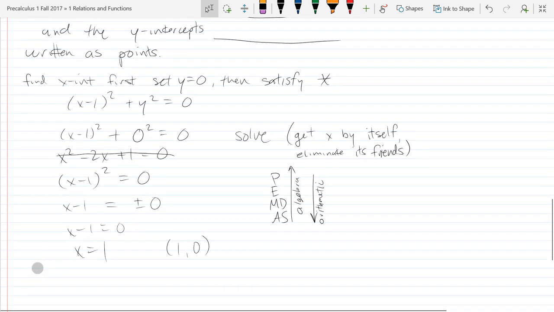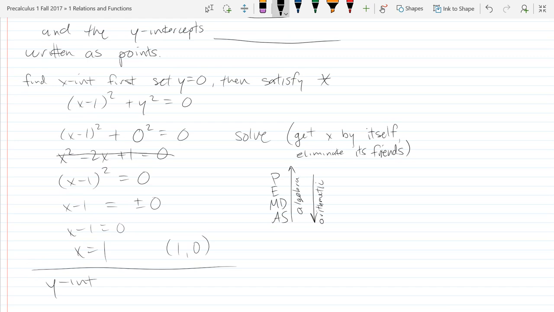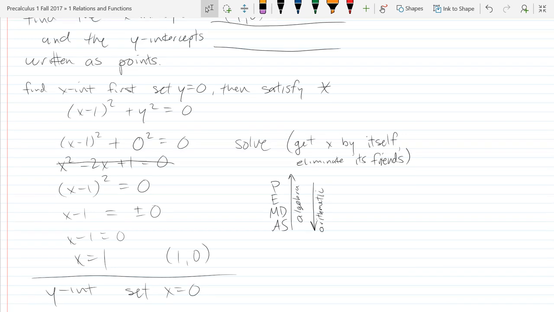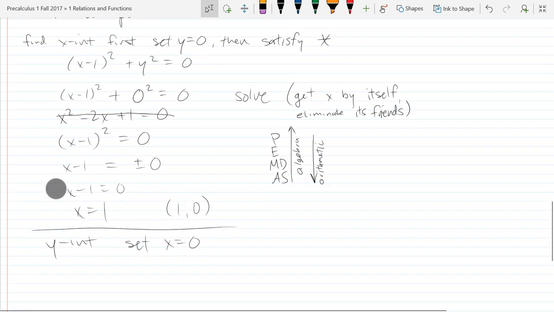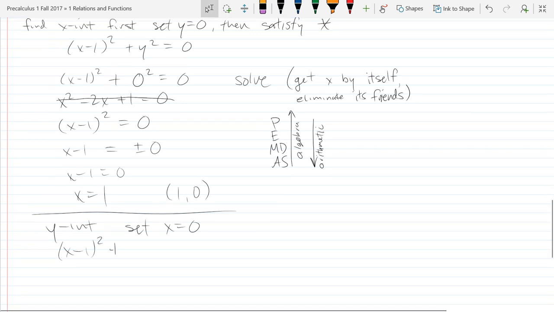All right, next up, we're going to look for our y-intercept. For y-intercept, we're going to set x equal to 0. Now, are there any questions on finding our x-intercept right there, 1, 0? So for our y-intercept, we're going to set x equal to 0. I'm copying down the original equation, x minus 1 squared plus y squared equals 0, and now I'm subbing in 0 for x.